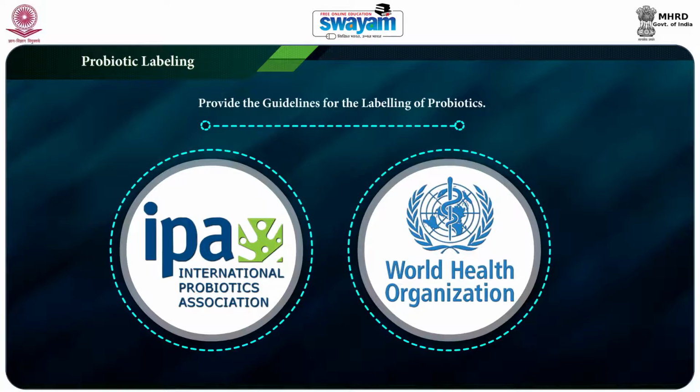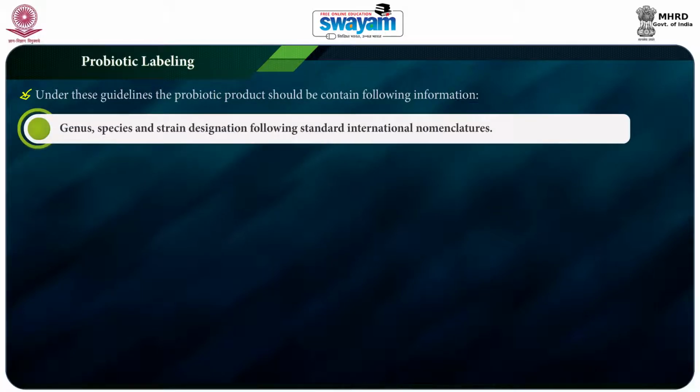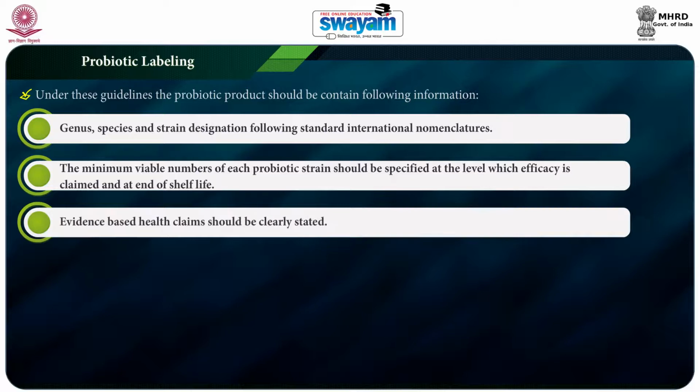The International Probiotic Association, that is IPA, and WHO, the World Health Organization, provide the guidelines for labeling of probiotics. Under these guidelines, the probiotic product should contain the following information: genus, species and strain designation following standard international nomenclature. The minimum viable number of each probiotic strain should be specified at the level at which efficacy is claimed and at the end of the shelf life.